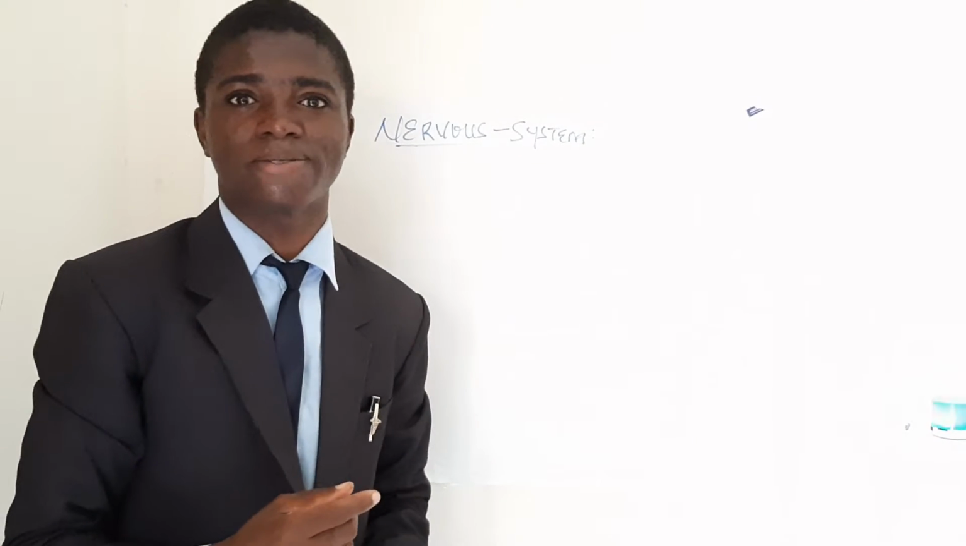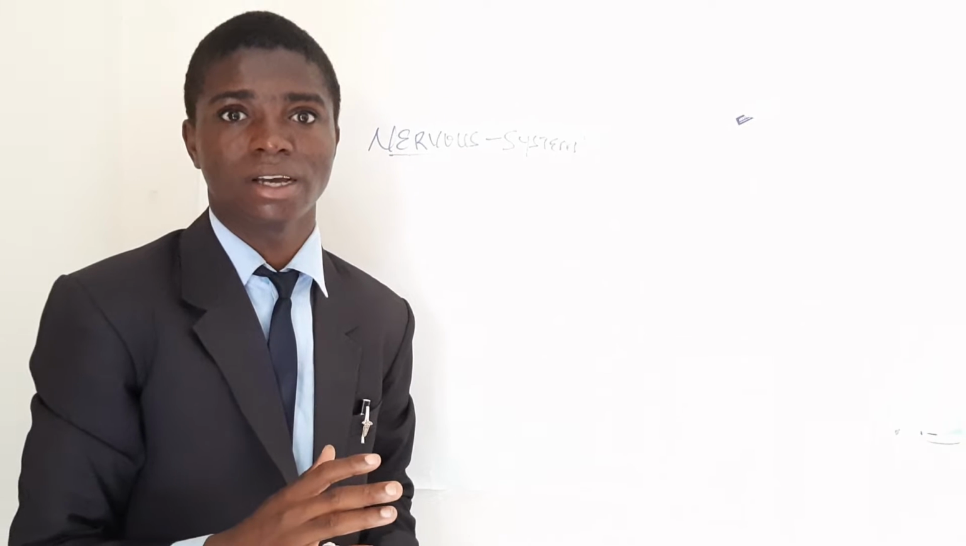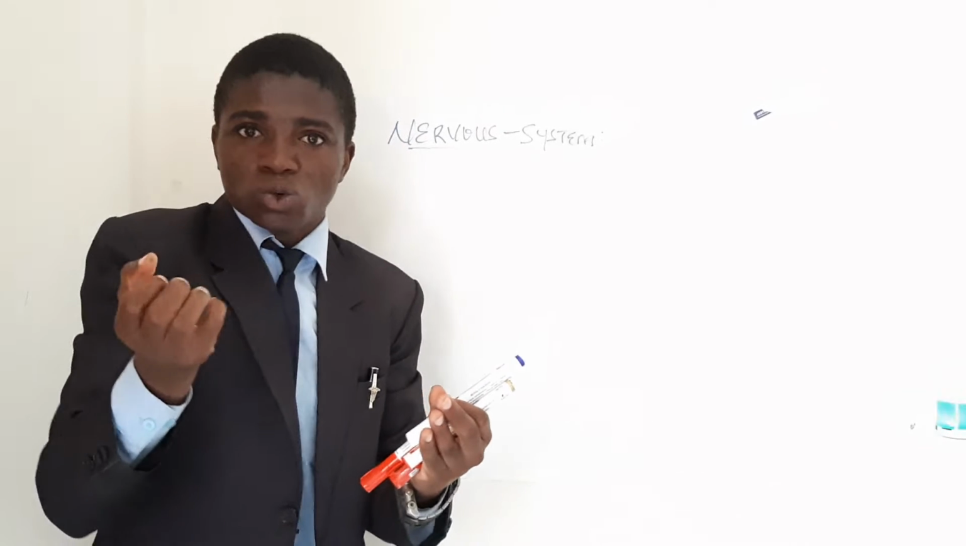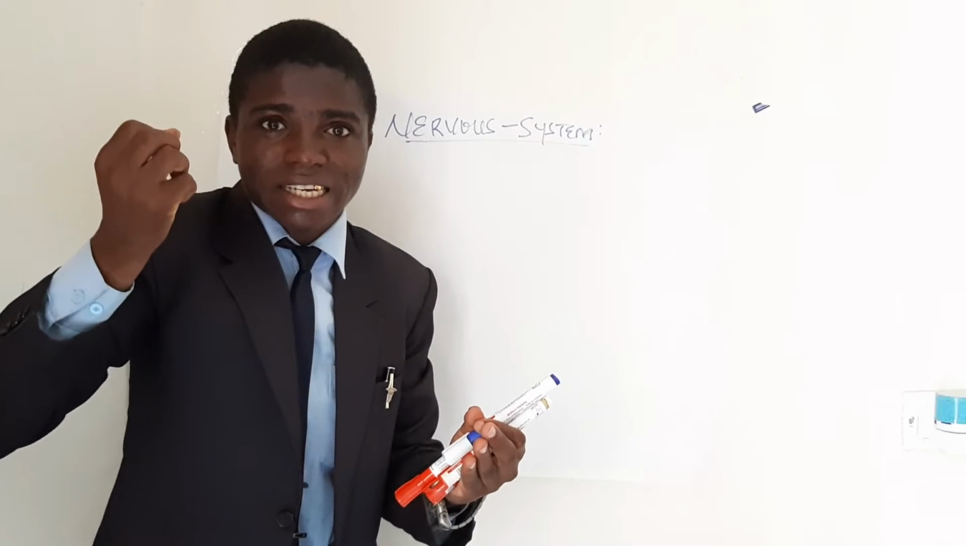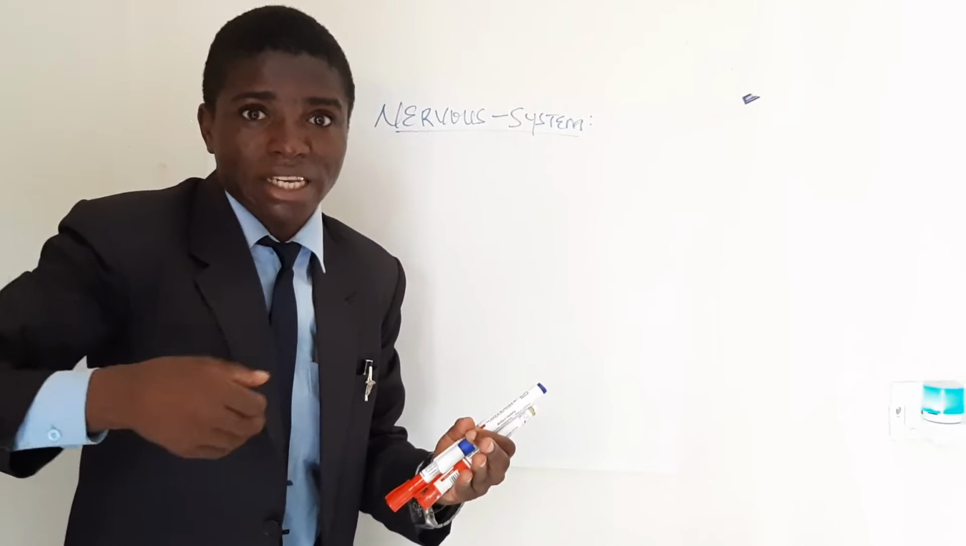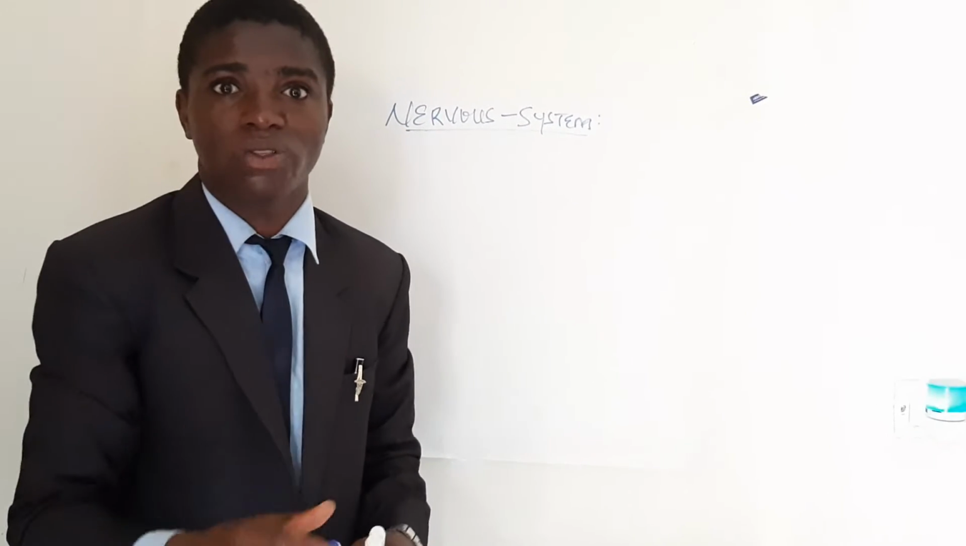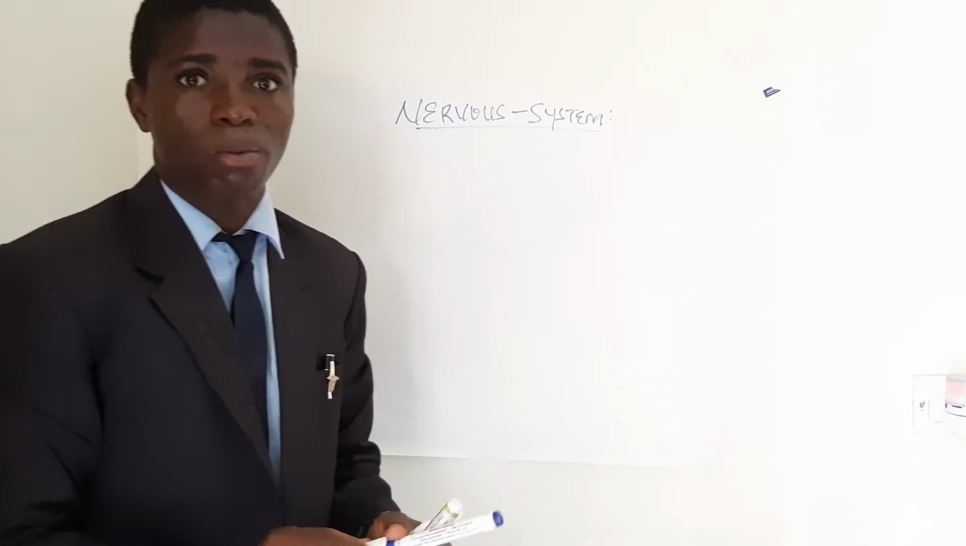The nervous system can be defined as the combination of impulses or signals which transfer the mechanical and electrical information to the brain and throughout the body. That is what it does: it carries the information to the brain and takes the information from the brain to the body.